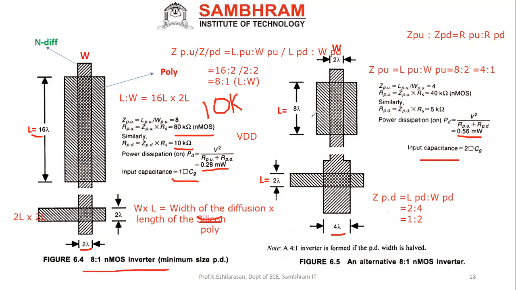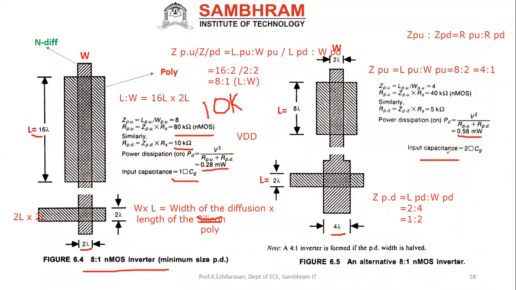Reduce the polysilicon as 8. So now the input capacitance will be 2 times your gate capacitance, because 1 times a standard gate capacitance is 0.28, so 2 times the gate will be 0.56.